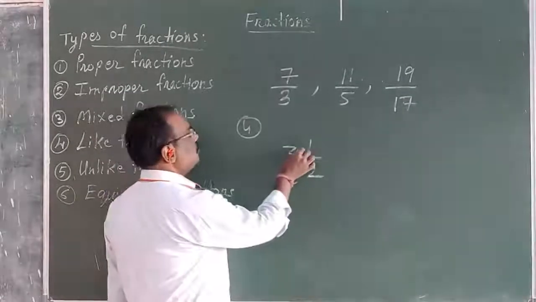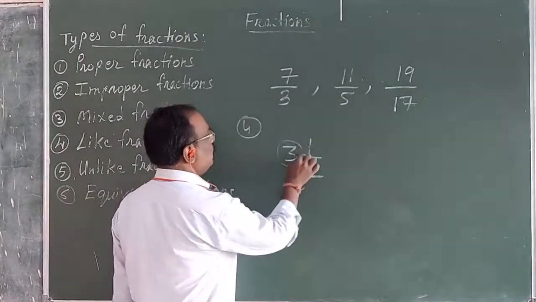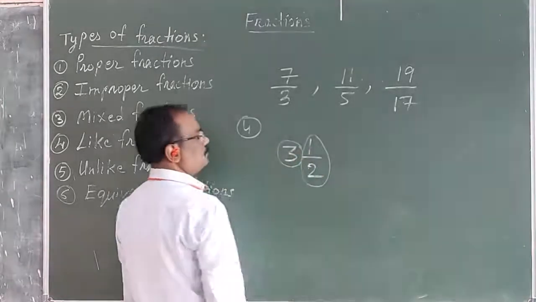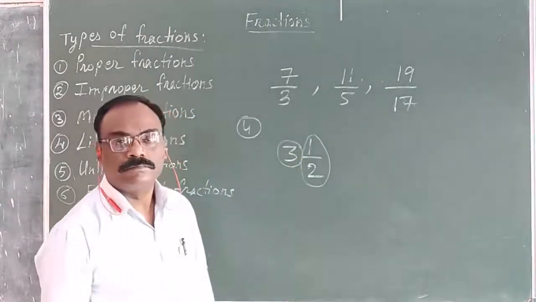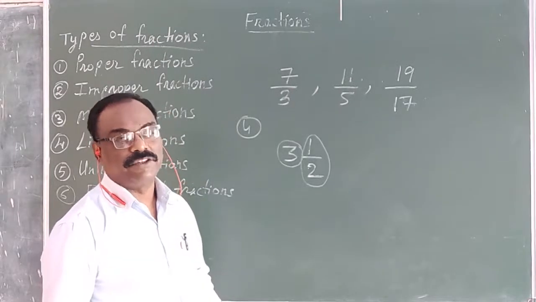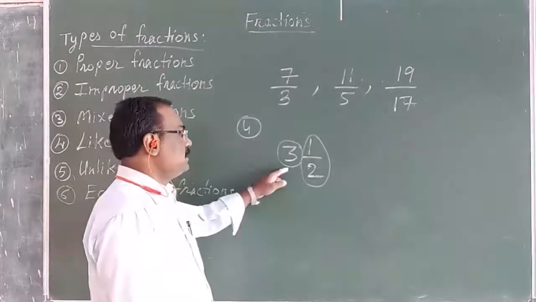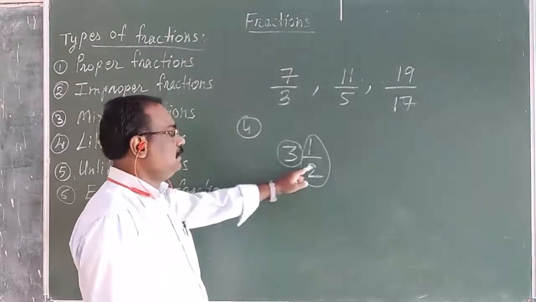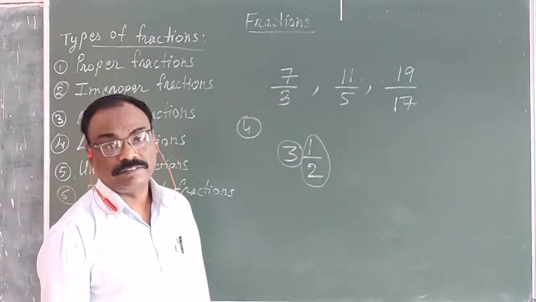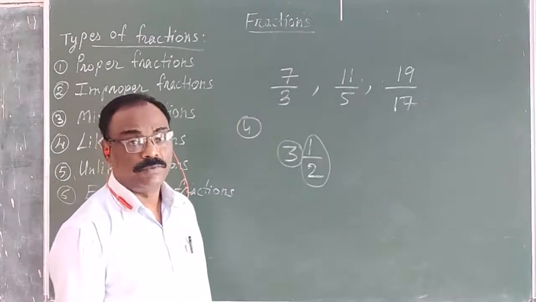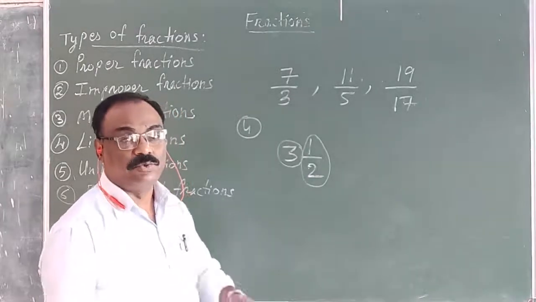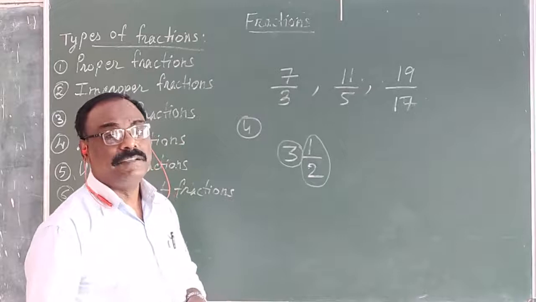So in mixed fraction, you will see there is a whole number and a proper fraction. So this one is known to be the mixed fraction. Or we call this 3 as the integral part, and this one is known as the fractional part. That also we can call. Or we can say a whole number and a proper fraction together makes a mixed fraction.